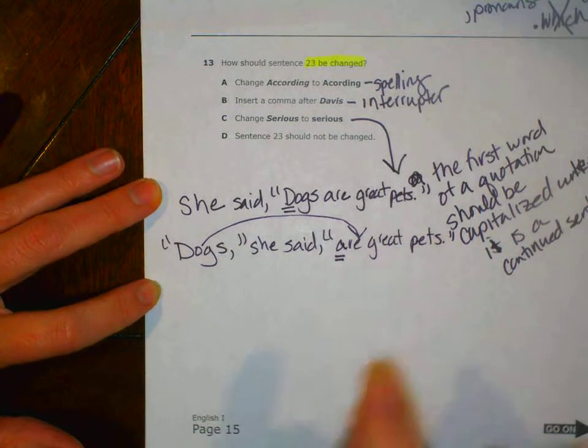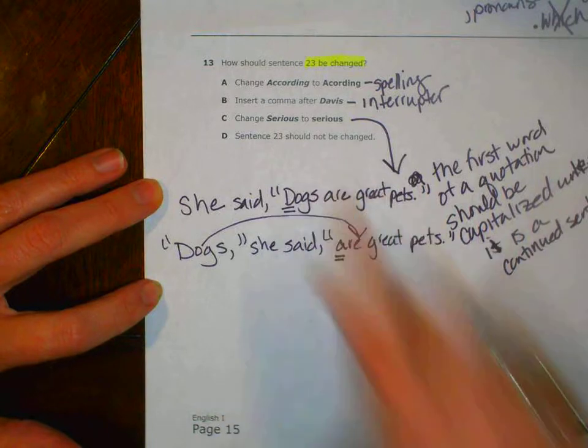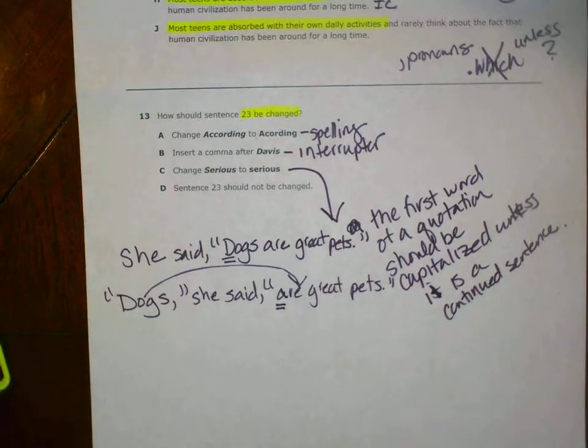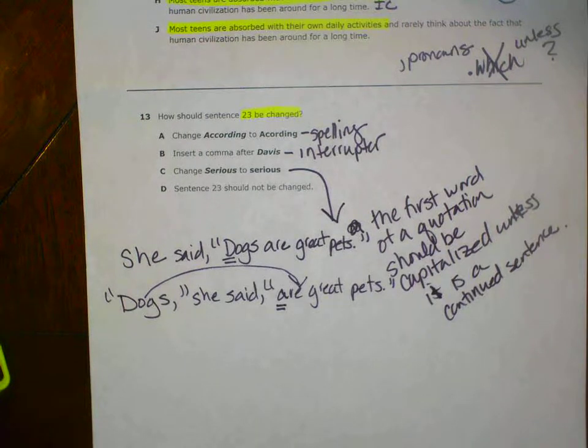Okay? And then you have D. Sentence 23 should not be changed. So now what I want you to do is to finish the last questions and go ahead and submit your form for your retest grade.